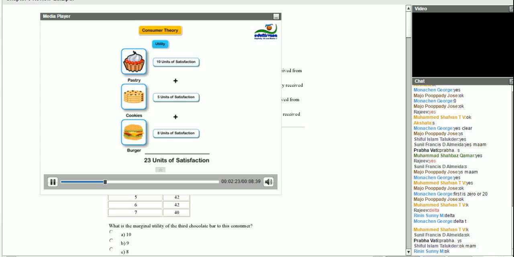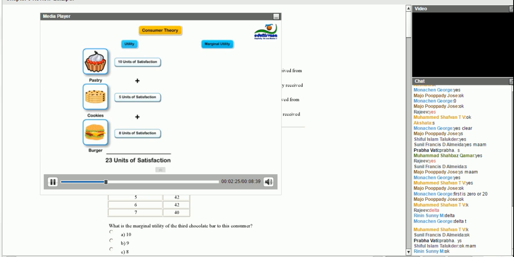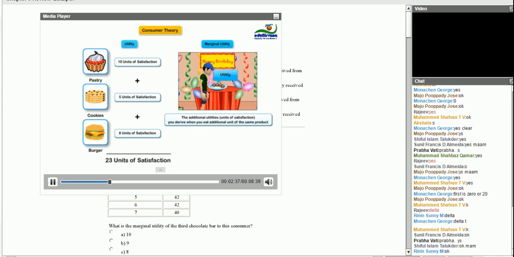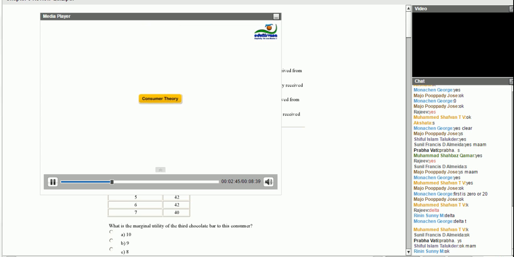There is another concept called marginal utility, which comes into effect when you eat more of the same, which was the case in your binge at the party. Marginal utility signifies the additional utilities or units of satisfaction you derive when you eat an additional unit of the same product. Let's replay how it went with you at the party with the introduction of the utility and marginal utility concepts.